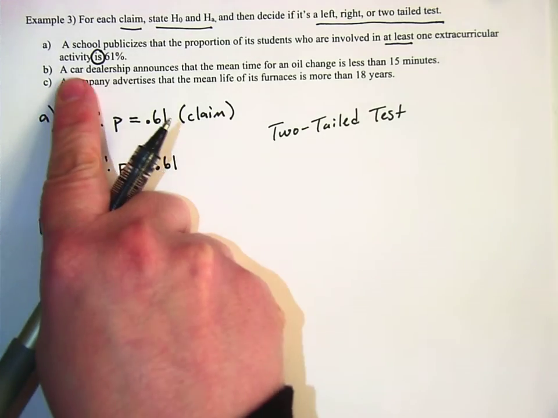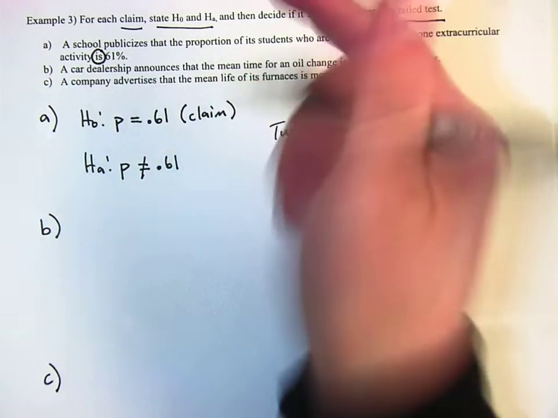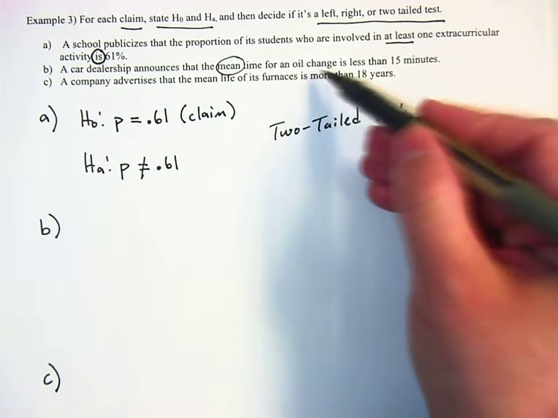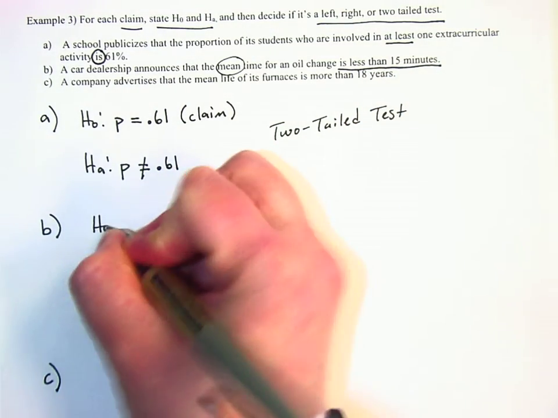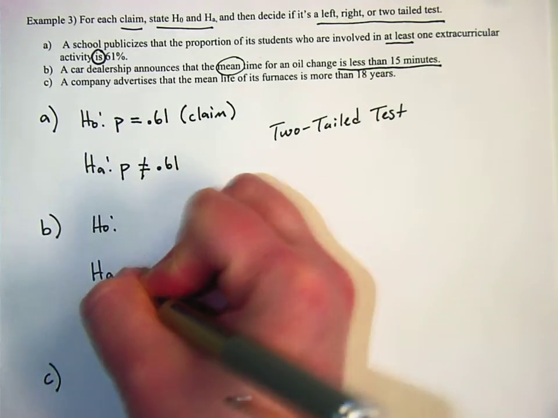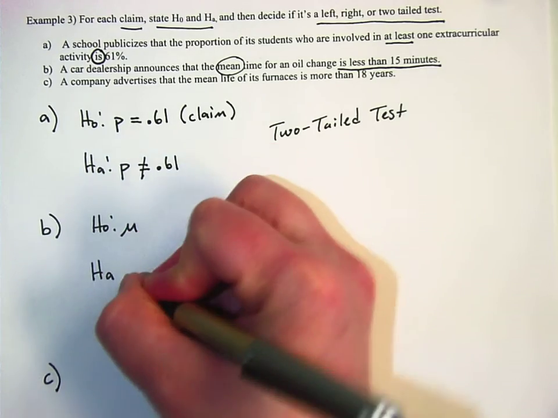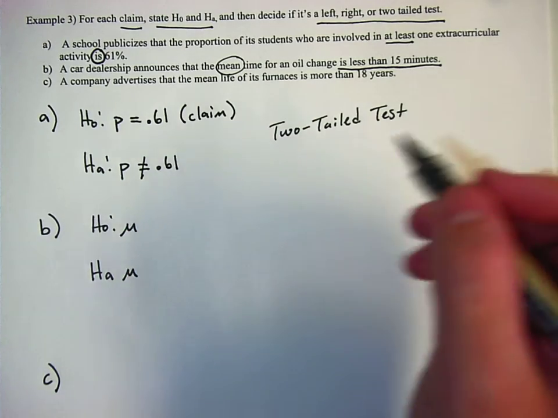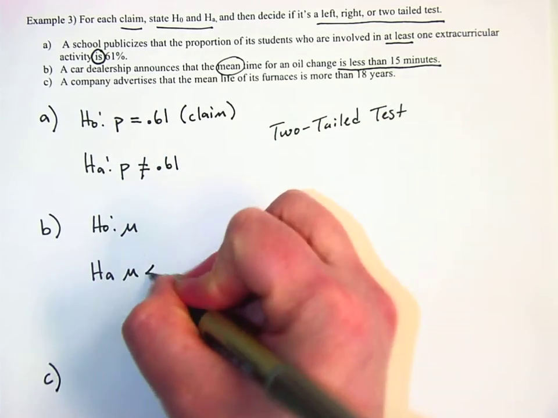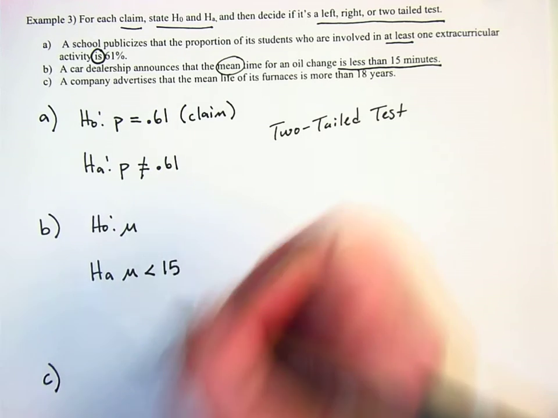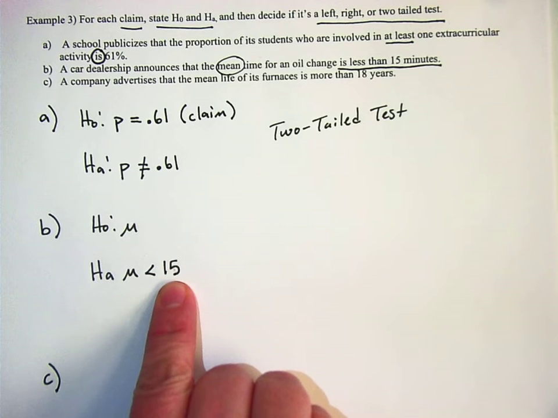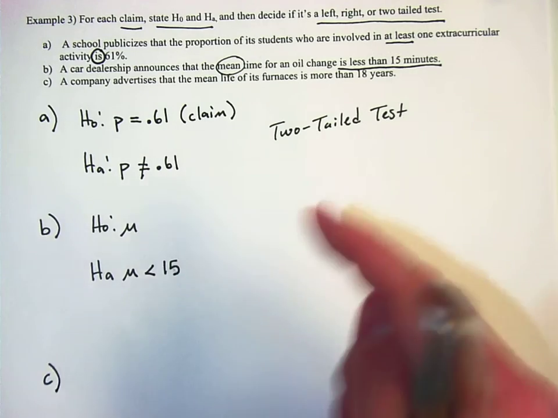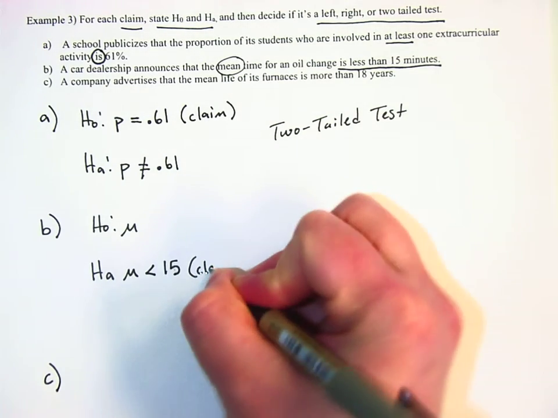For B, it says a car dealership announces that the mean time for an oil change is less than 15 minutes. Okay. So the mean, that's a mu, is less than 15. Less than goes down here because alternative hypotheses don't have an equals to in them. I'm not going to write 0.15 because it's 15 minutes. This is the claim right here.